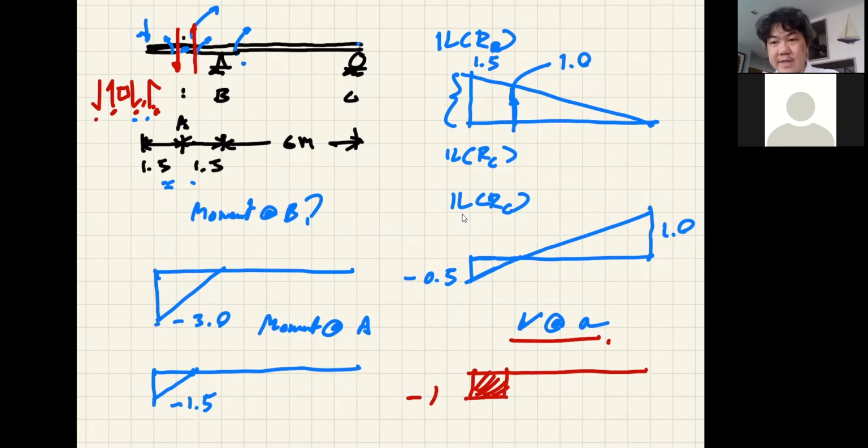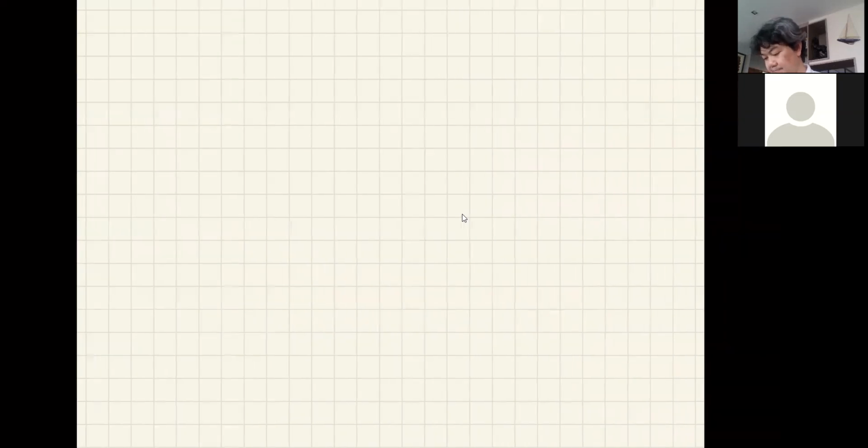Now, when it comes down to the indeterminate structure, what's going to happen? Okay, this is determinate, so you can just go ahead and do anything about it. But when it comes down to the indeterminate structure, I'm not going to do the truss anymore. Nobody's going to use that.